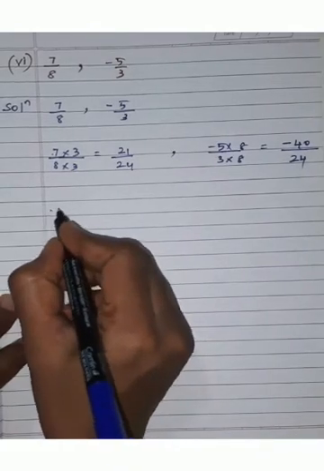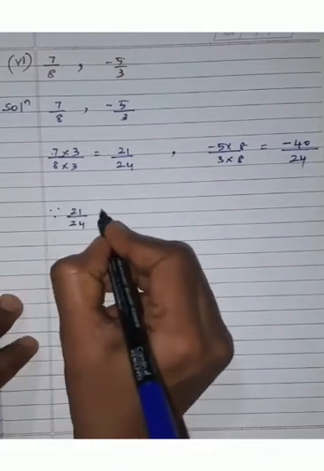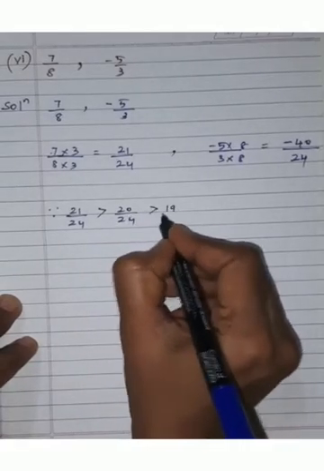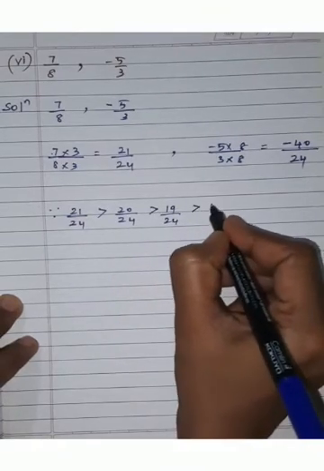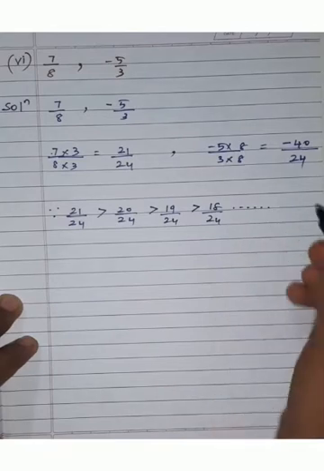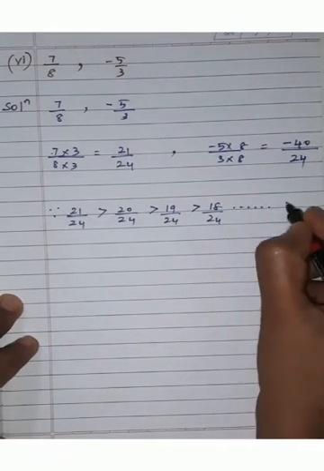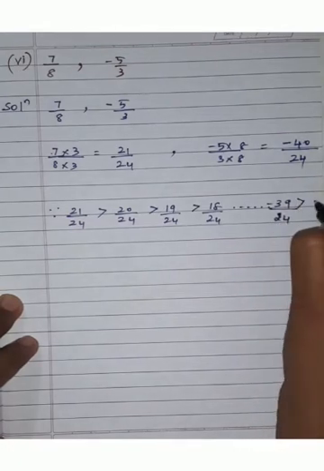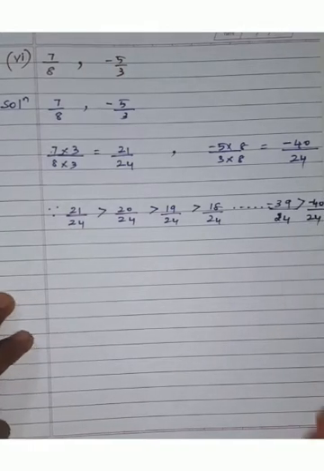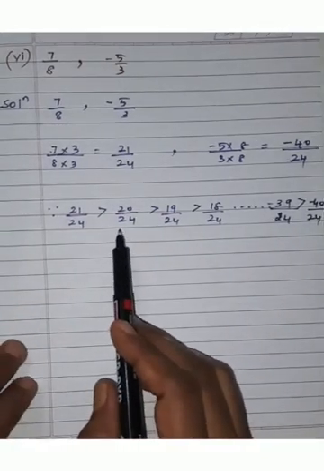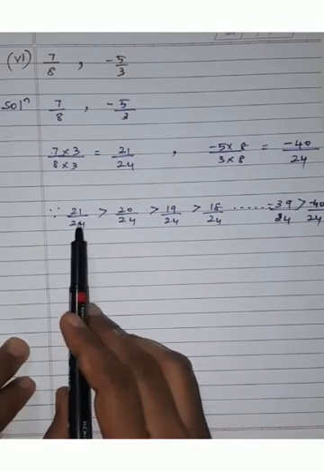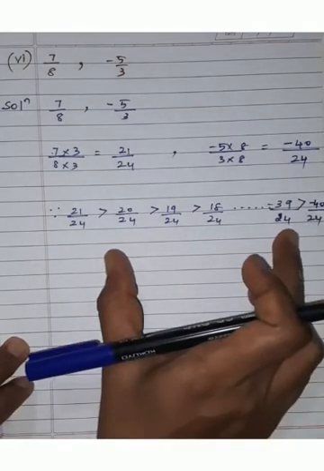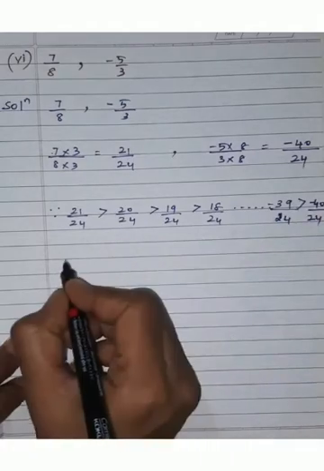So that means children, since this 21 by 24 is greater than 20 by 24, and 20 upon 24 is greater than 19 upon 24, and 19 upon 24 is greater than 18 upon 24. Likewise, you see children, we get the numbers down to minus 39 upon 24 is greater than minus 40 upon 24. So that means we get many numbers between 21 upon 24 and minus 40 upon 24. So we have to choose any three numbers between these numbers. Okay, so what we will be writing?